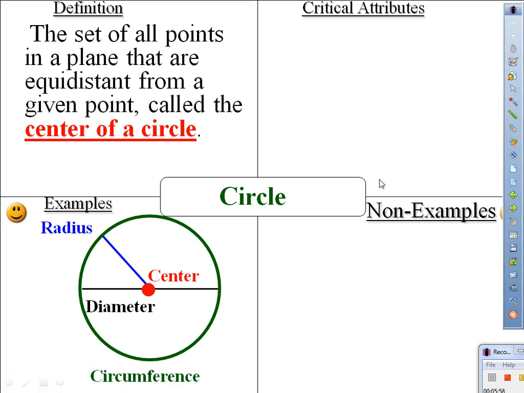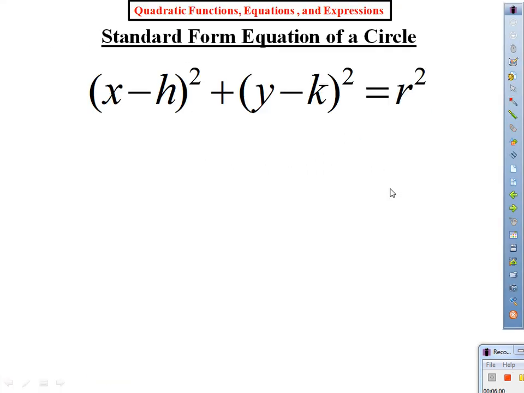All right, so we get that, yes? Copy this underneath your prayer model, please. Standard form equation of a circle. It looks like this: parentheses, x minus h, squared, plus parentheses, y minus k, squared, equals r squared.